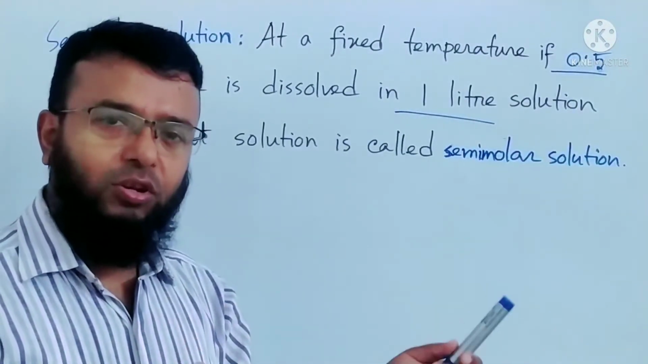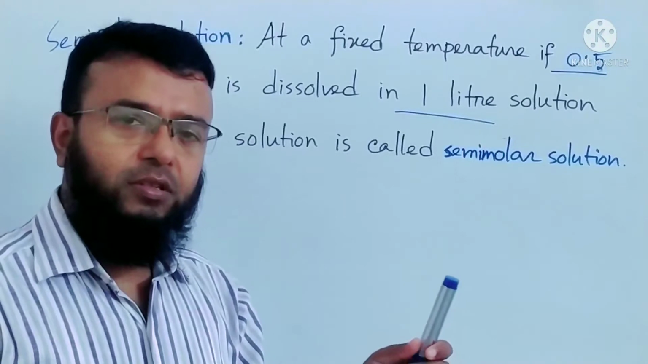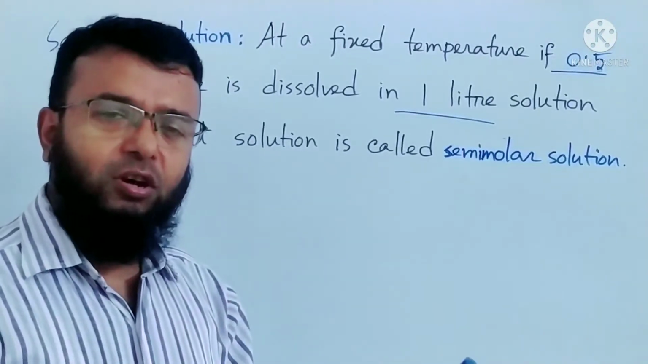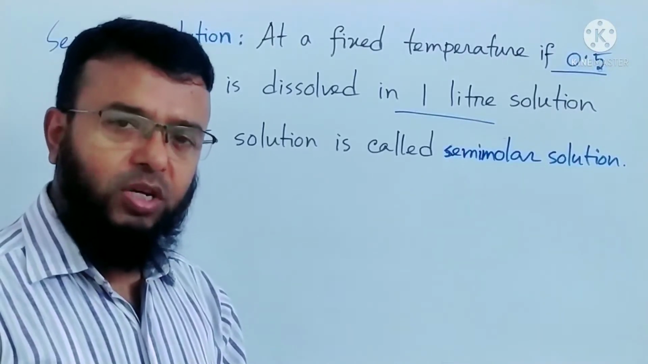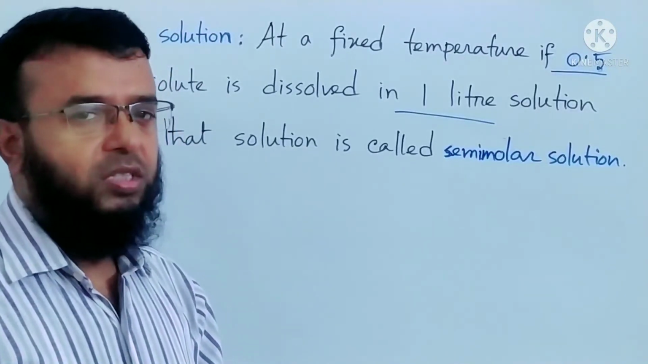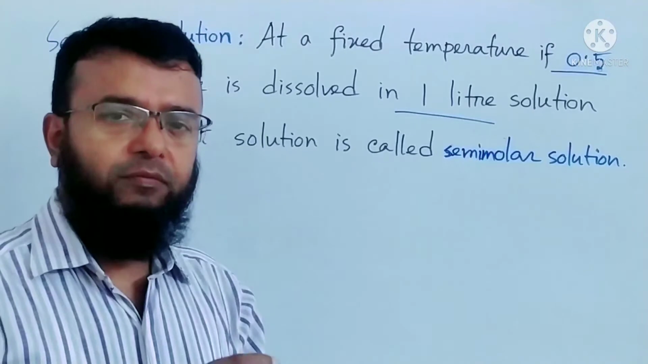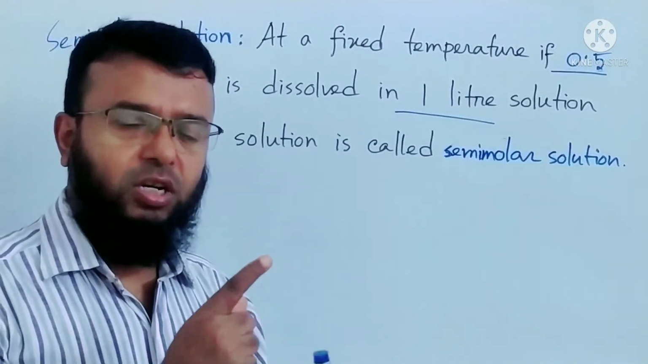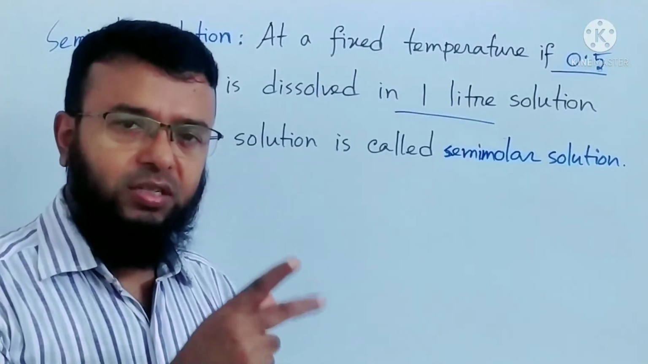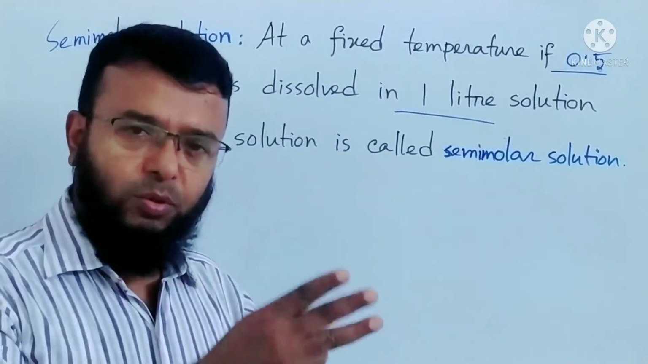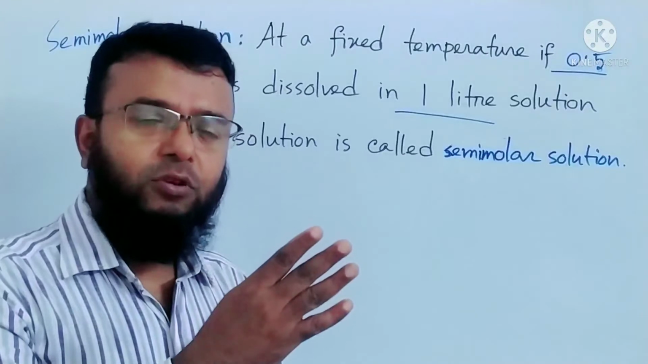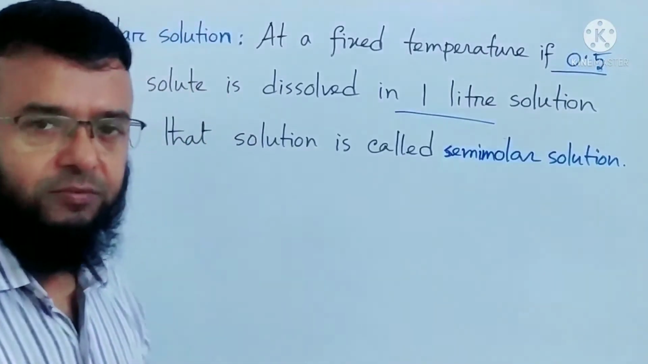Then molarity of the solution: the number of moles dissolved in every liter of solution at a certain temperature is called the molarity of the solution. So from this phase I have given 4 definitions. First one, molar solution. Second one, decimolar solution. Third one, semimolar solution. And fourth one, molarity of the solution.